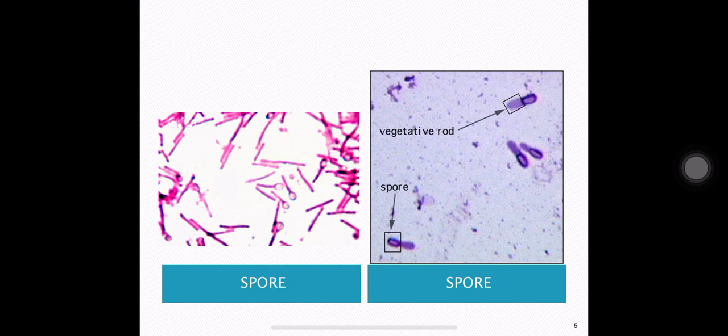Spores of Clostridia can be seen in these figures. In gram stain, the spores appear as unstained areas.